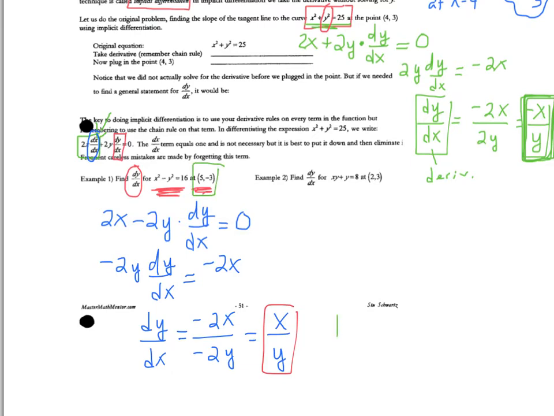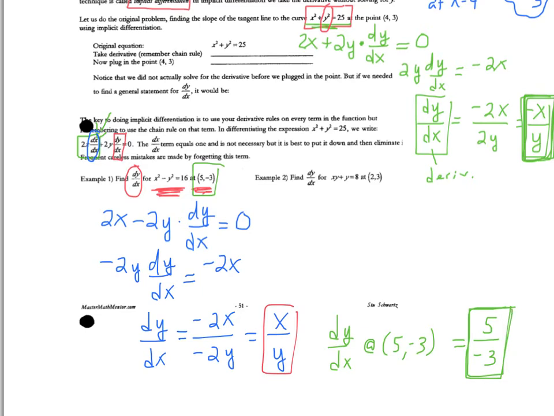So dy/dx at (5, -3) would equal, so notice my notation here, something as simple as just using the at symbol and then at that point, it would be 5 over negative 3. So this would be the slope of my tangent line. Alright, so the slope of my tangent line is found.